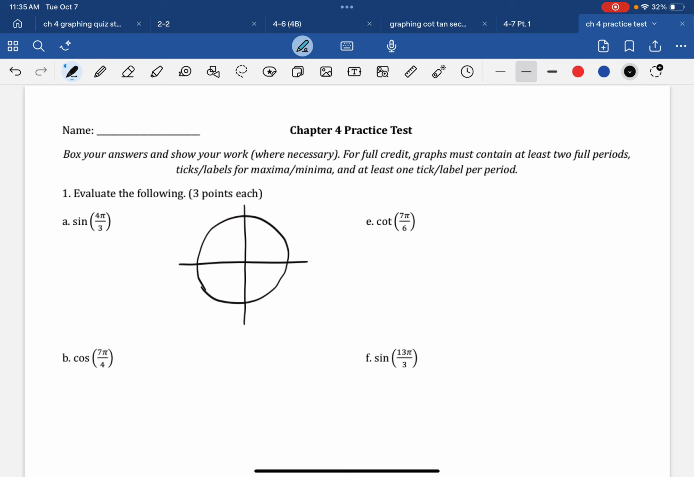So on the unit circle, 4 pi over 3 is just pi plus pi over 3. And so that means that I'm going to be right here on the unit circle, going right pi and then another pi over 3, which is 60 degrees. So the coordinates of this point are going to be negative 1/2, comma, negative root 3 over 2. And then my sine is the y value. So negative root 3 over 2 is the answer.